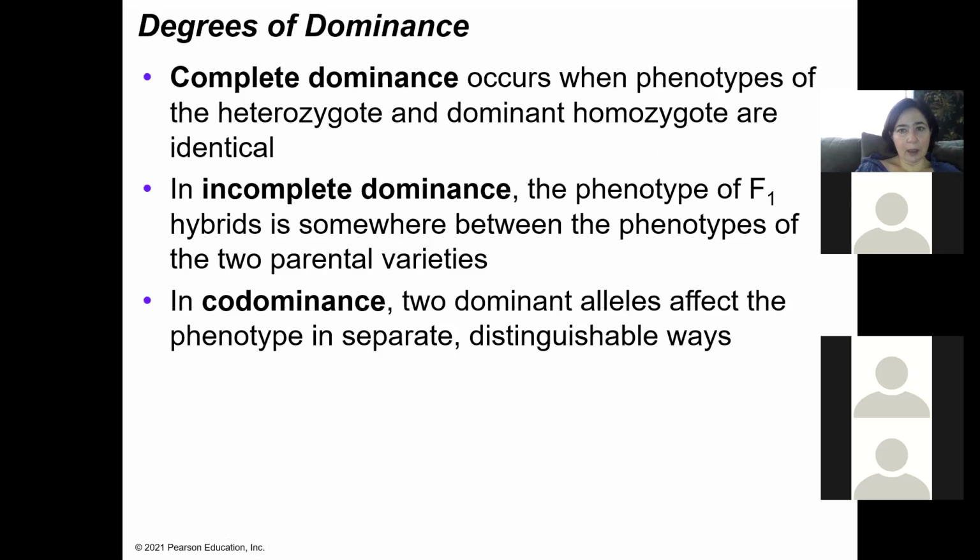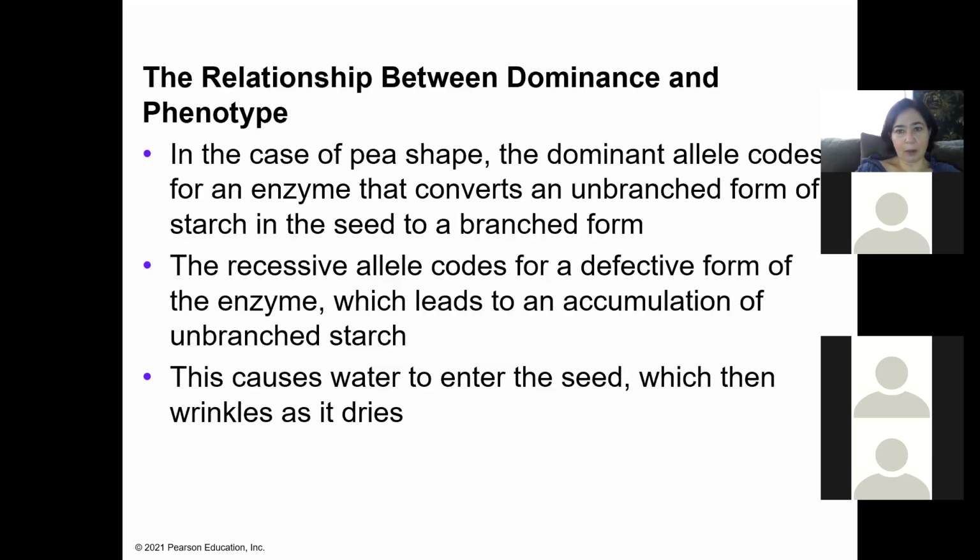Codominance, I think we're going to talk about this later. The most common example of codominance is actually blood typing, right? For example, there could be an allele for blood type A, an allele for blood type B, and there is AB blood type when both alleles are actually expressed. Okay, that's for codominance.